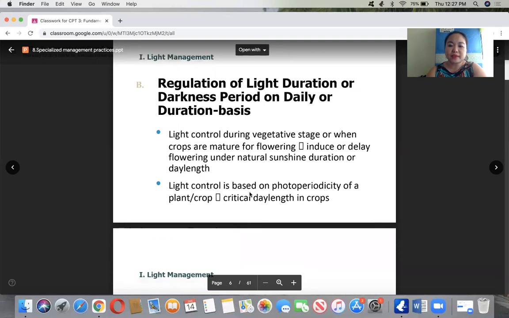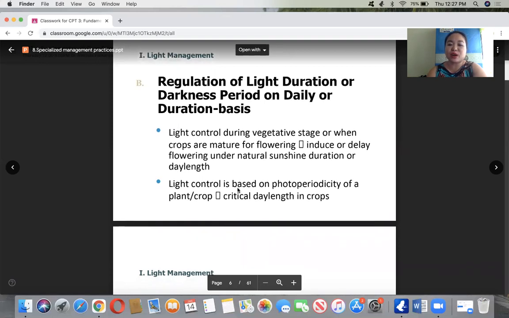or darkness. So light control is based on the photoperiodicity of a plant or a crop, known as the critical day length in crops. So as I have mentioned, in countries like the Philippines, where we are in a tropical region near the equator, we definitely always have 12 hours day and 12 hours night throughout the year, unlike other countries which have either 16 or 14 hours daylight, day length, or more or less night length.